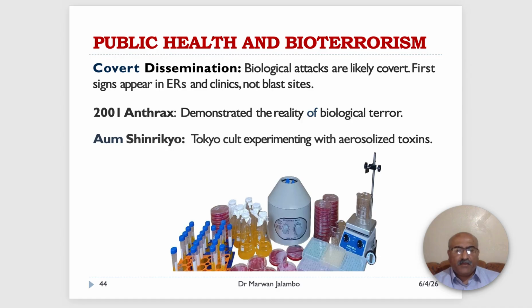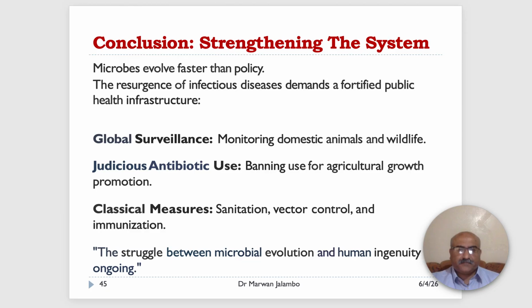Let's wrap up by looking at the path forward. The conclusion: strengthening the system. We cannot stop microbes from evolving, but we can change how we respond. This requires global surveillance, smarter antibiotic policies, and a return to the basics of sanitation and immunization. The struggle between human ingenuity and microbial evolution is permanent.